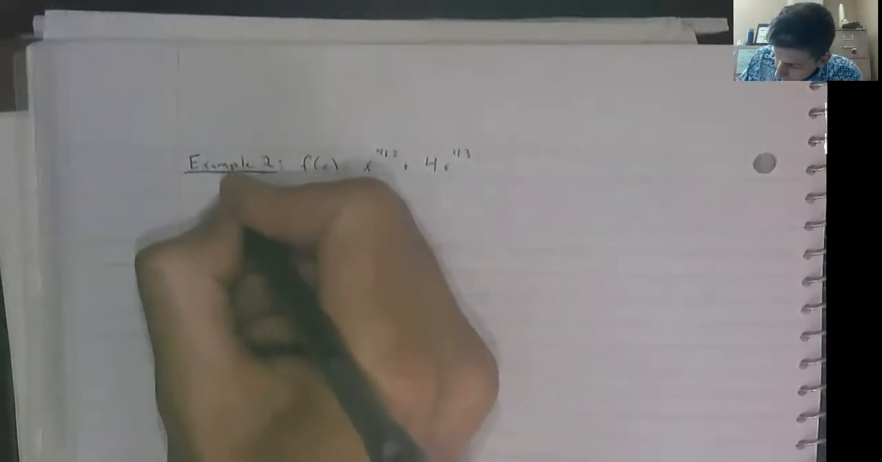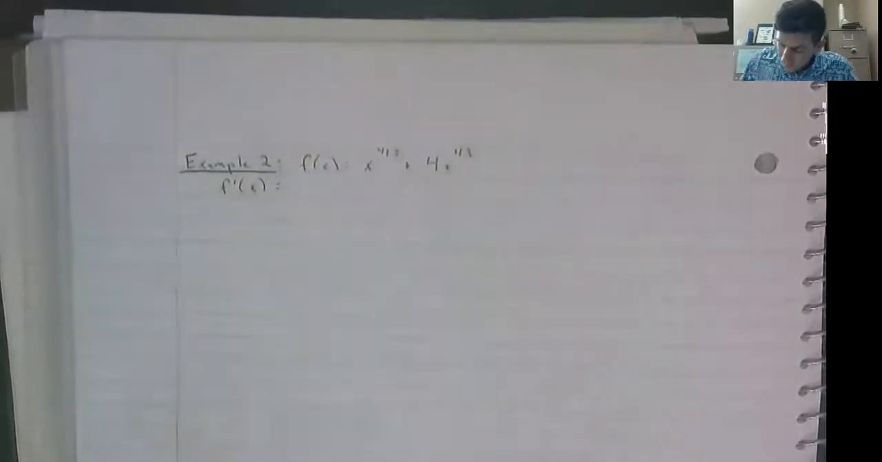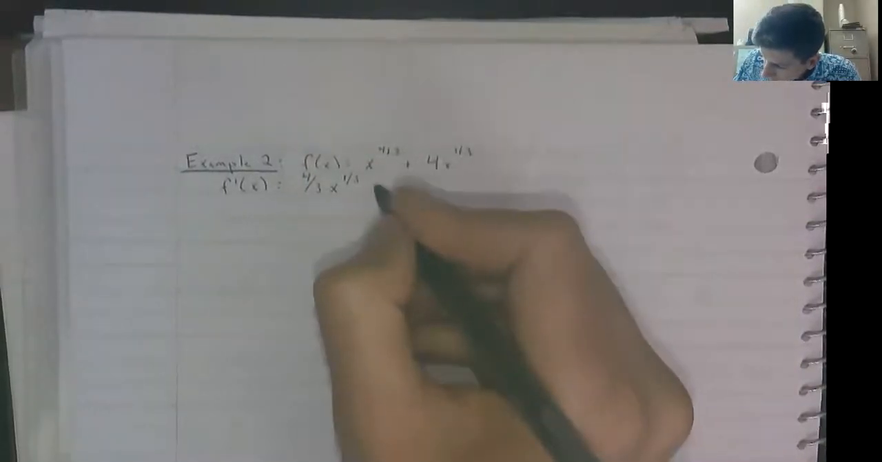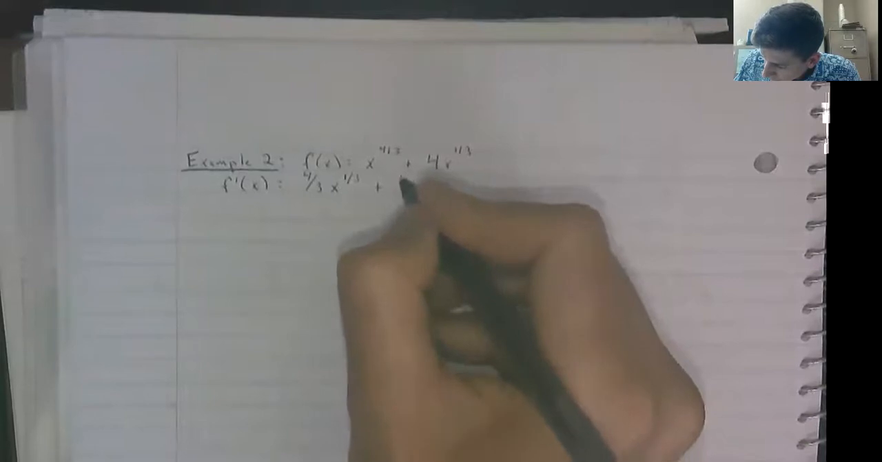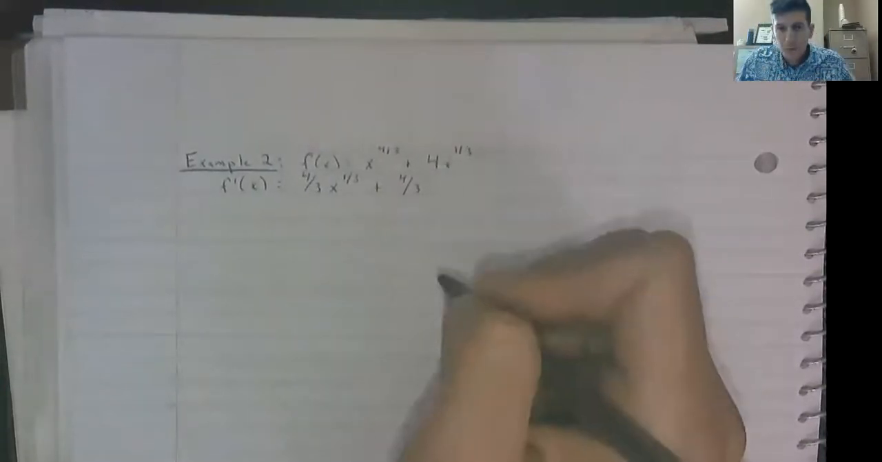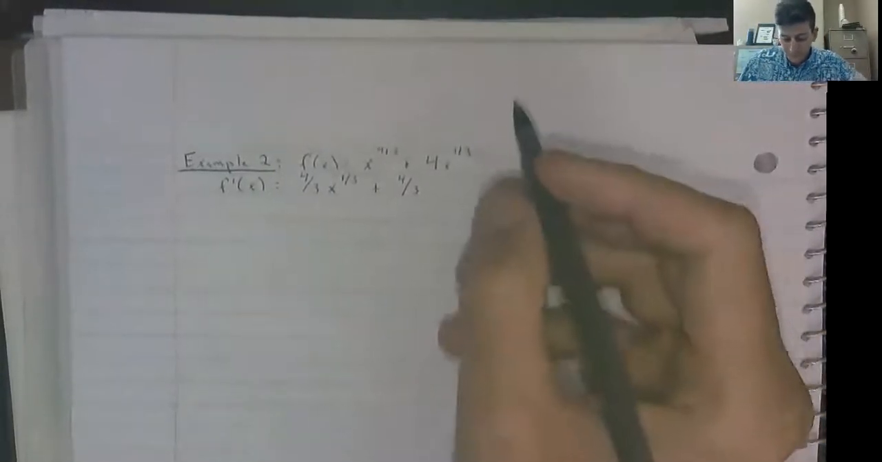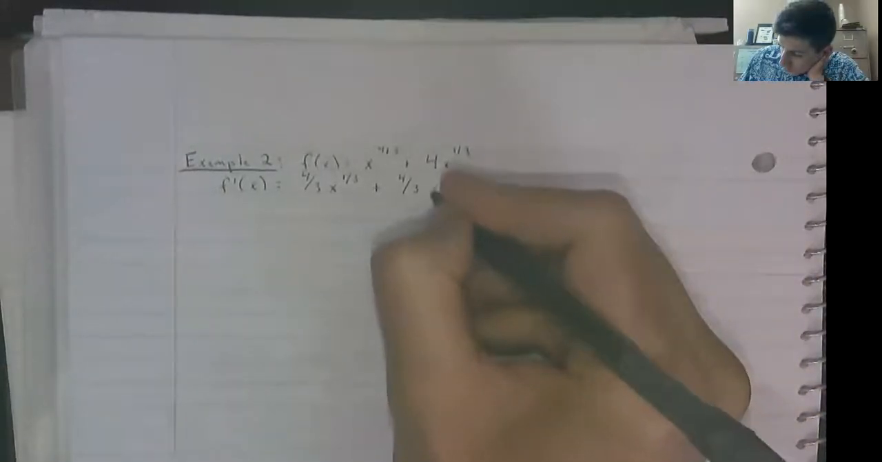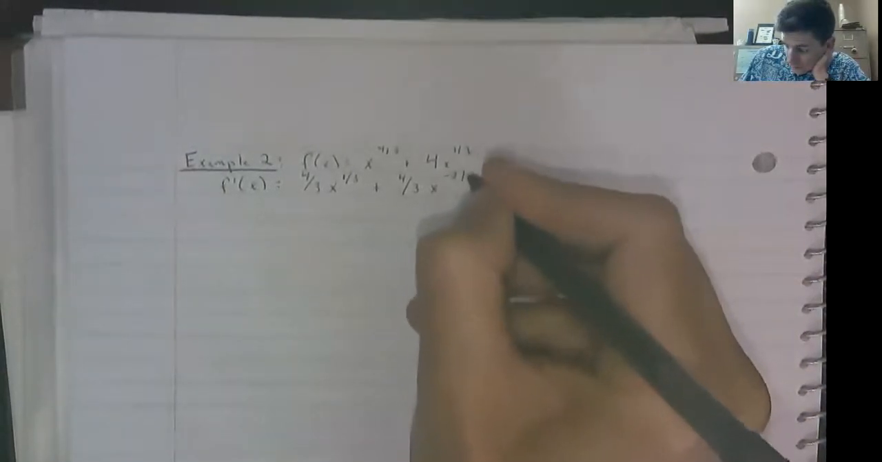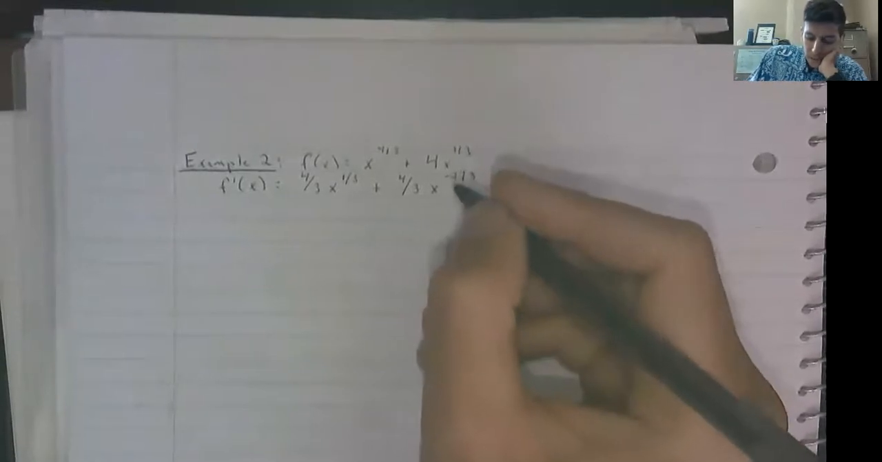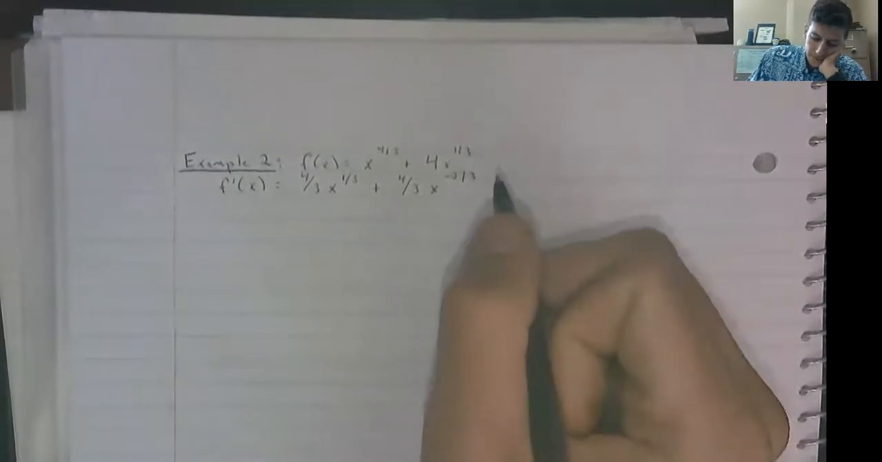f prime of x: bring down that 4/3, take away 1 from that exponent. 4/3 minus 1 is 1/3. Same thing over here. We'll take down that 1/3, which becomes 4/3 when you multiply it by 4. Subtract 1 from 1/3, and you should get, I think, -2/3. So that's fun.